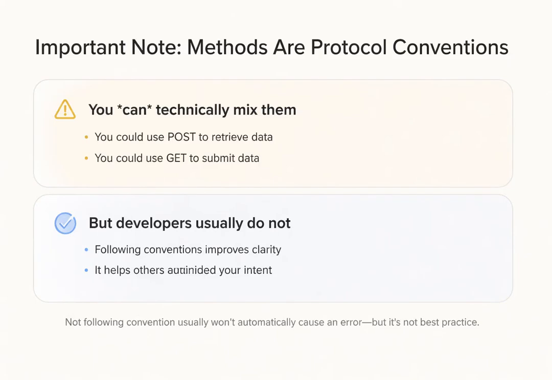One important point, get and post are part of HTTP, and they're conventions we follow. Technically, you could use post even when you're just retrieving data, and you could use get even when you're submitting data. Usually, it won't instantly break, and it won't necessarily throw an error just because you chose the wrong one. But developers avoid mixing them because conventions communicate intent and make applications easier to understand and maintain.